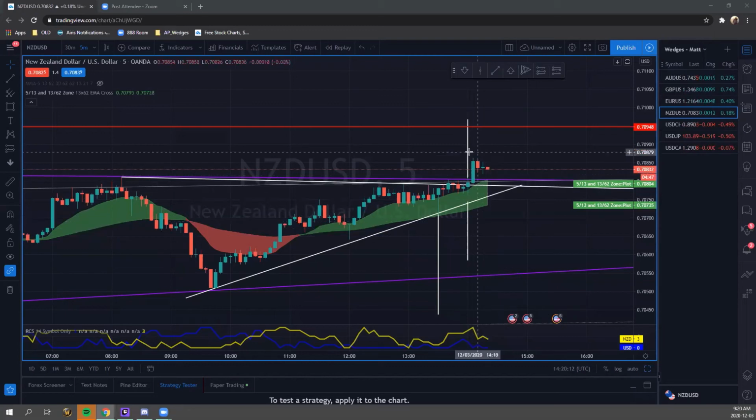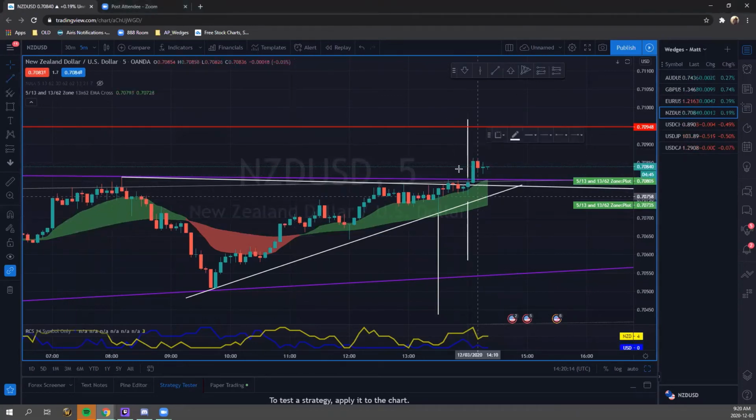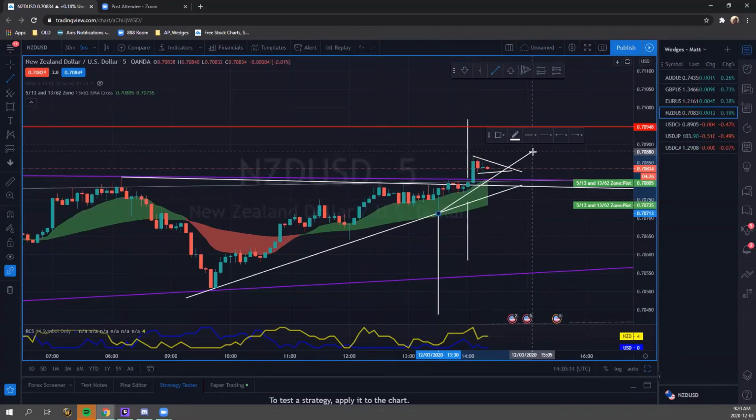Yeah, it's forming a 1-minute wedge here. You don't really need to see it on the 1-minute chart, but you can see it on the 5. You've got a little wedge there. Ooh, interesting. Let's do this.